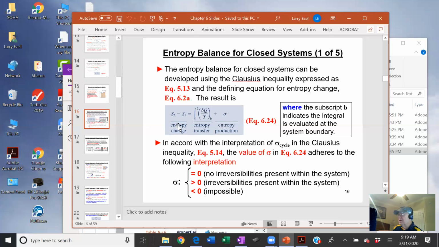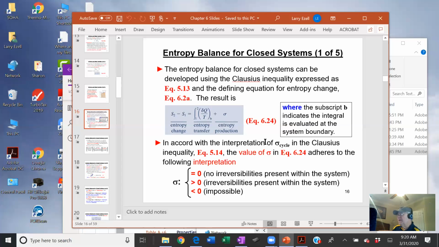Or, well, let me back off that. But anyway, it says S2 minus S1, the change in entropy, is equal to the integral from 1 to 2 of del Q over T, where T is evaluated at the boundary of our system, plus sigma, the entropy production. And we'll see how this equation works. He says where the B subscript indicates the integral is evaluated at the system boundary.